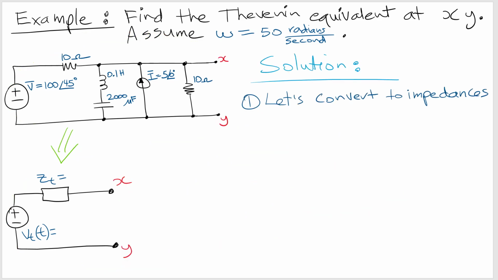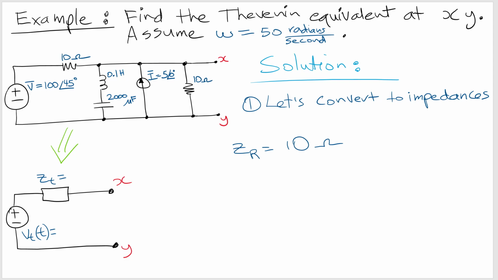So our first step is going to be to convert the impedances. We're working with AC, so we're going to have to convert our inductor and our capacitor to their impedances, to their complex impedances. Okay, and then, just as a quick reminder, the impedance for the resistor, we have two resistors, they're both 10 ohms. That's already in impedance form, and it's 10 ohms, just the way it is. So that's fine.